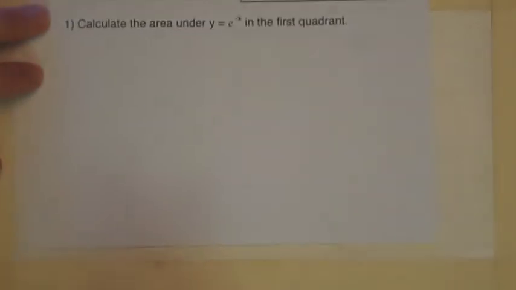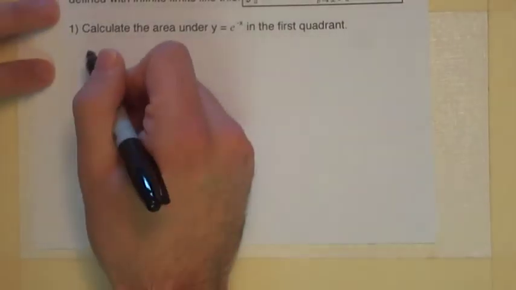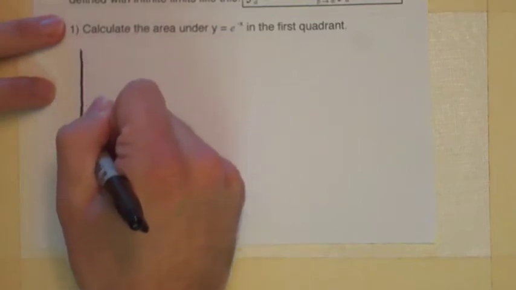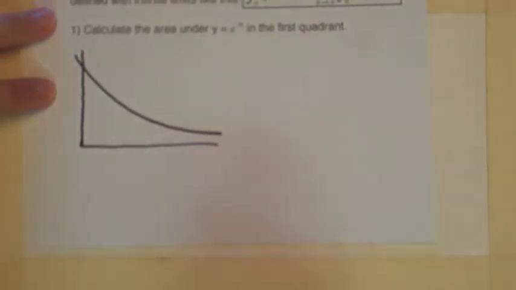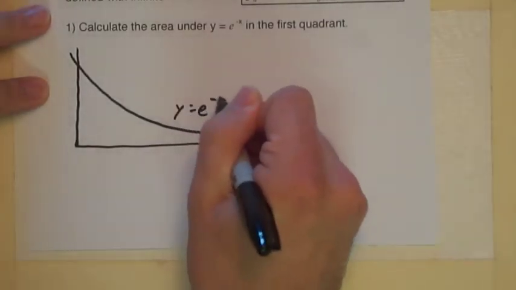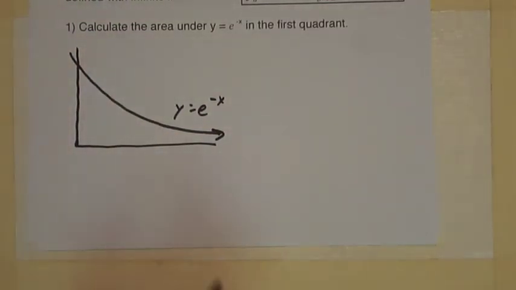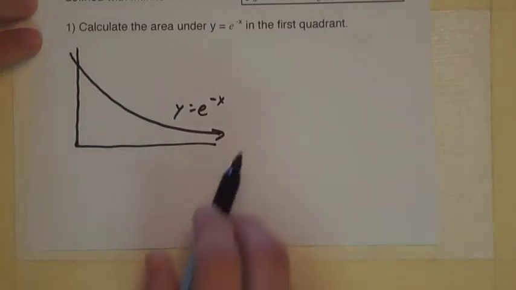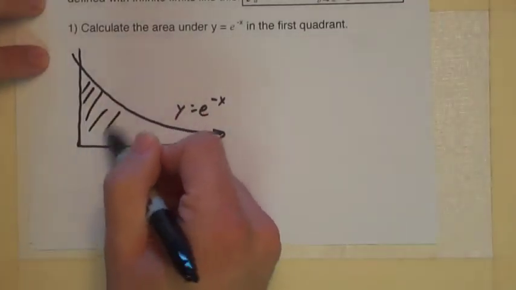Calculate the area under y equals e to the negative x in the first quadrant. Now to do these problems, you really have to draw the picture. It's very hard to do these correctly if you don't draw the picture. So this is what y equals e to the negative x looks like. And if you didn't remember that, you have to review your pre-calculus graphing skills so that you can draw pictures for these to make sure that you write out the integrals correctly and the limits correctly. So we want this area.